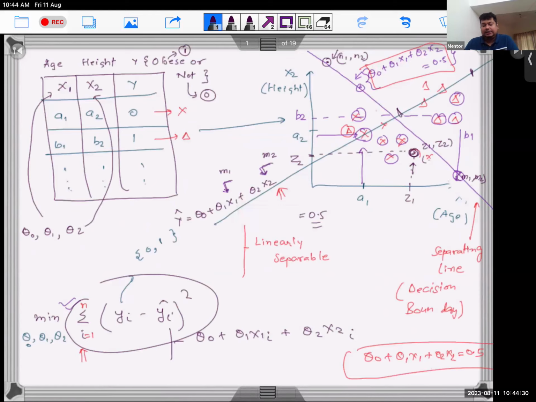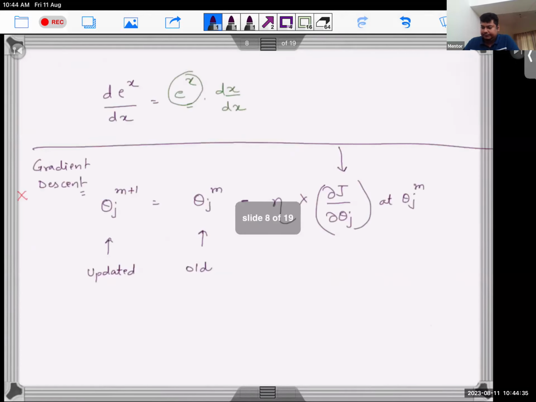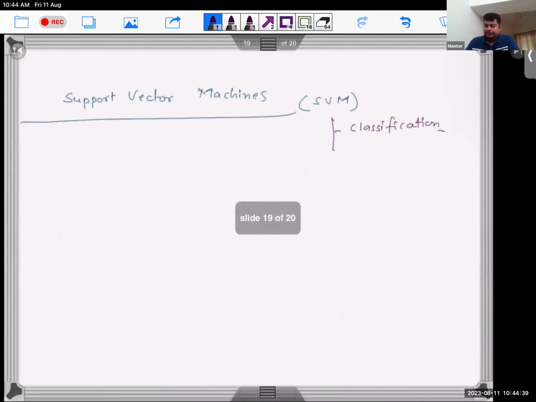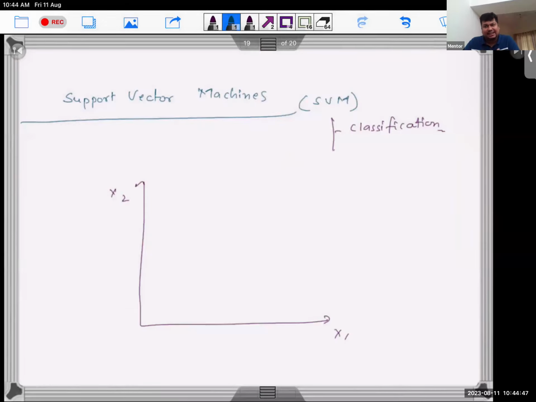Now I'll go back to the example that I started with. Okay, look at this data. Or maybe I'll make another one. Please note that this is also a binary classifier, just like logistic regression. It's an extension rather. So let's say these are the points.